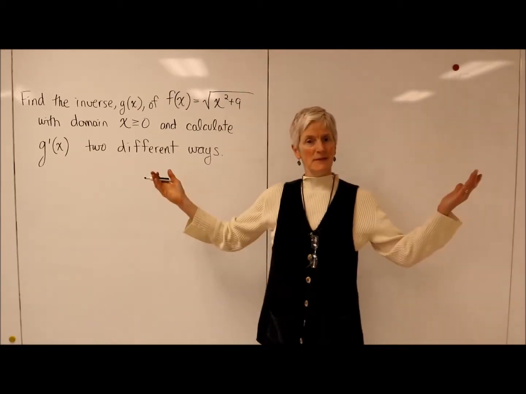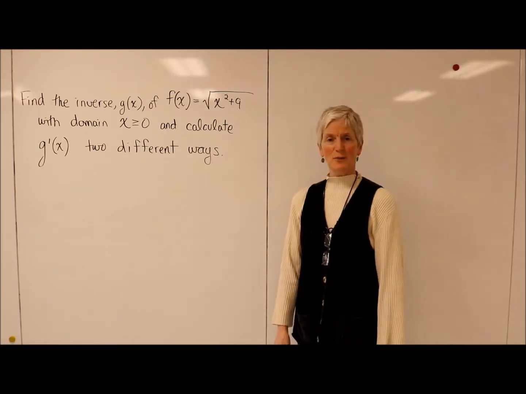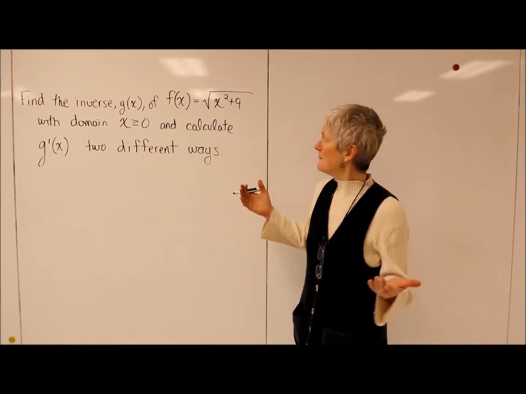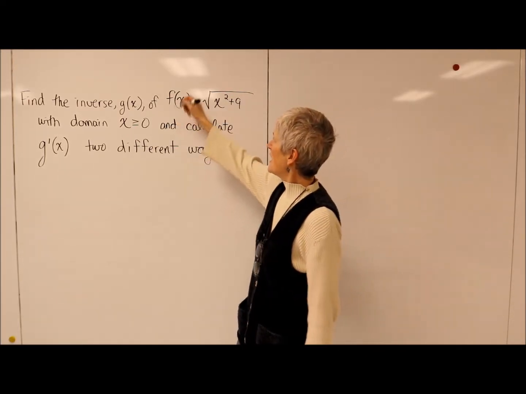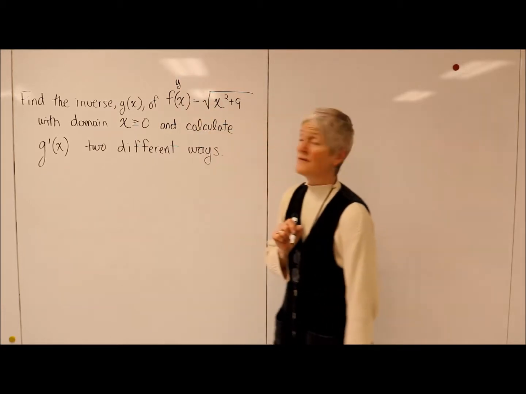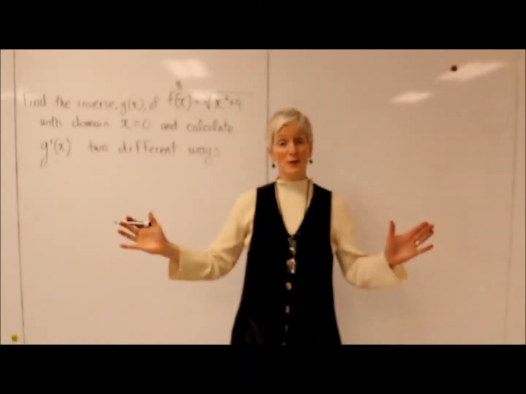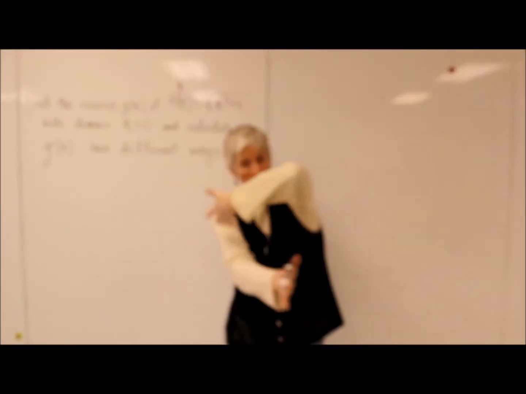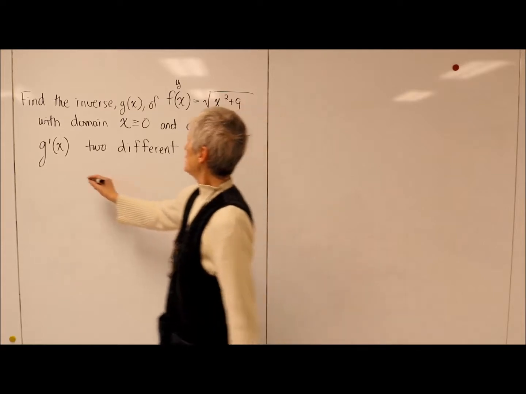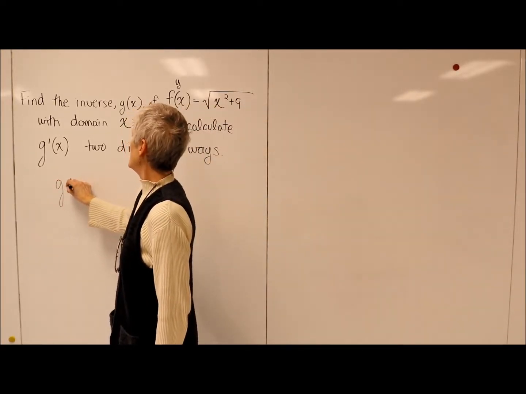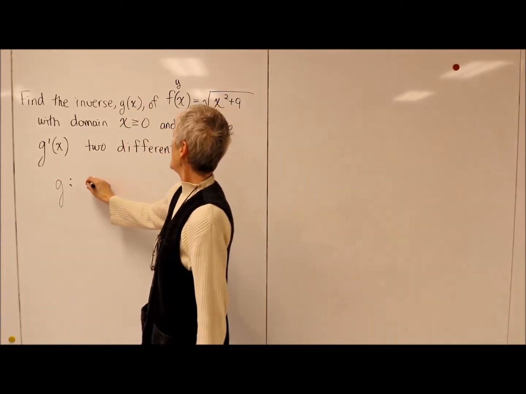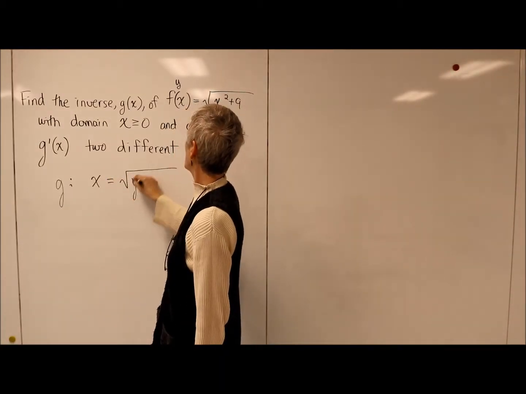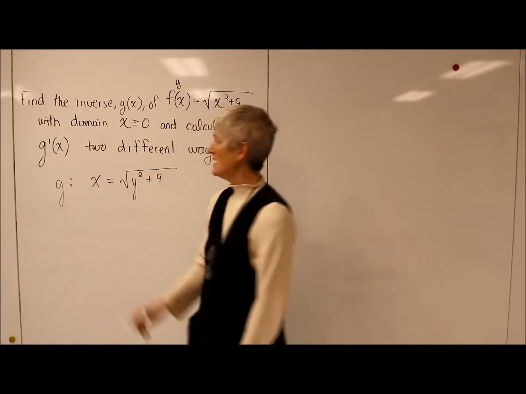All right. Let's just try it the good old-fashioned way. Let's just find g of x and take its derivative. Shall we do that? All right, so if this is f of x, of course, I can replace that f of x with a y. And as we know, an inverse function undoes what a function does. In other words, the x becomes the y and the y becomes the x. So the function g is going to be x equals the square root of y squared plus 9.